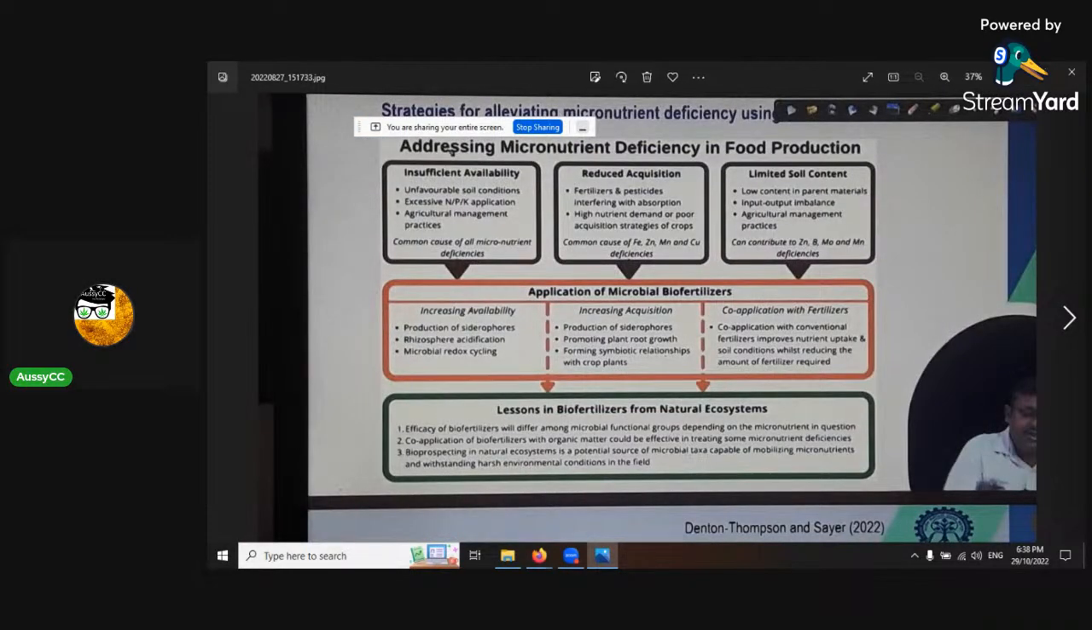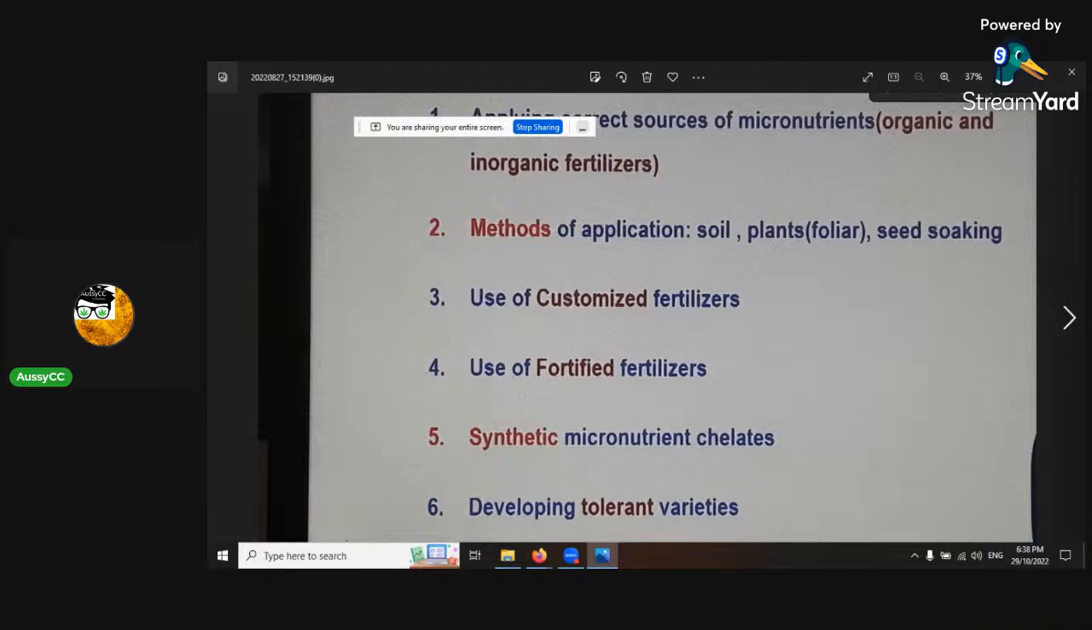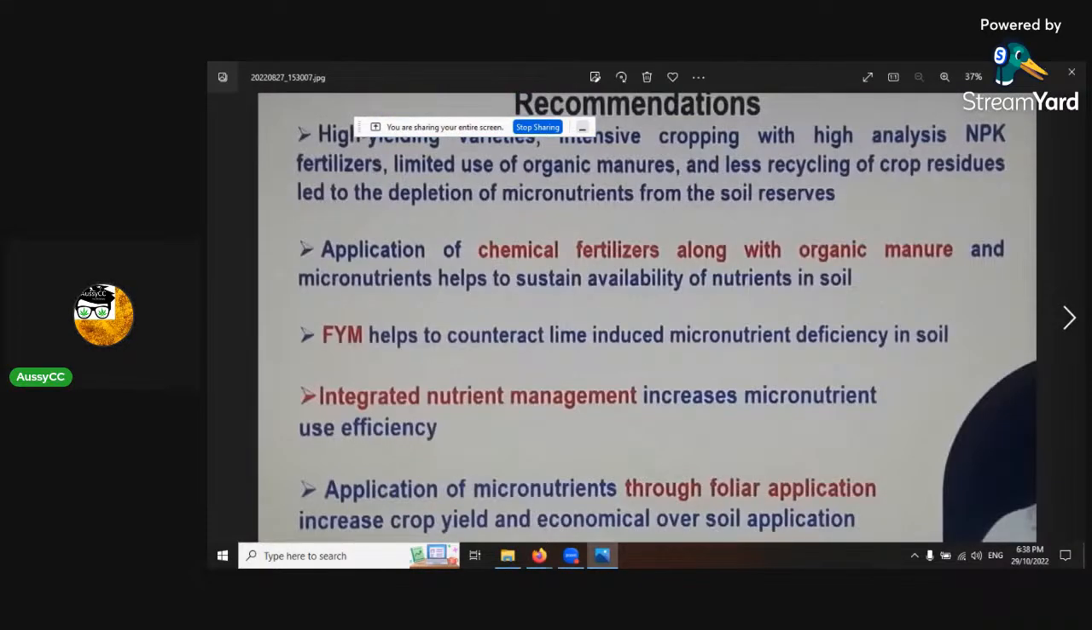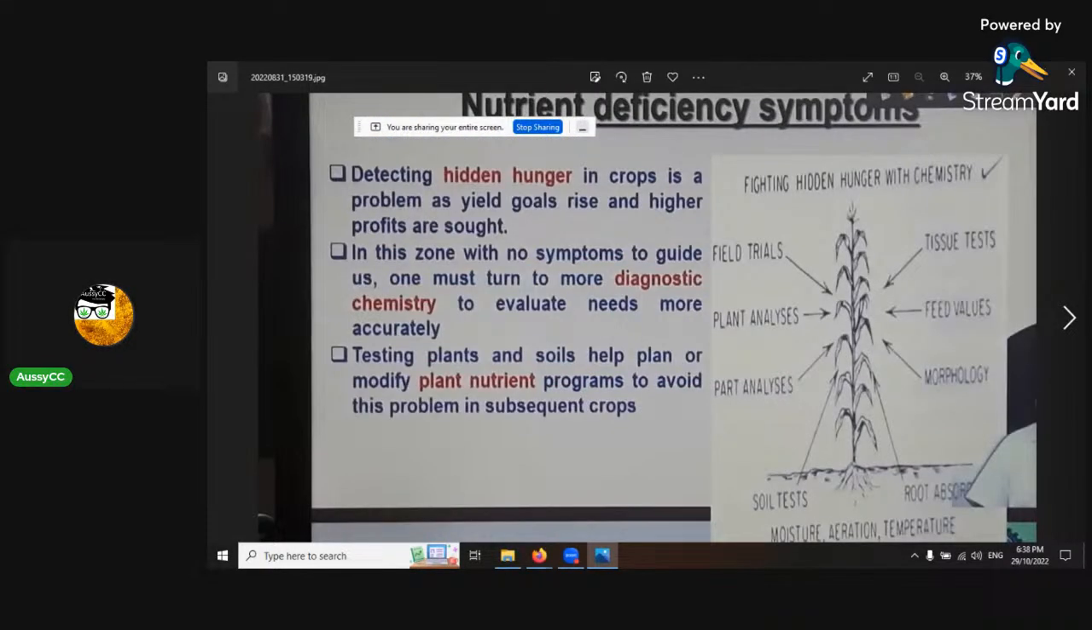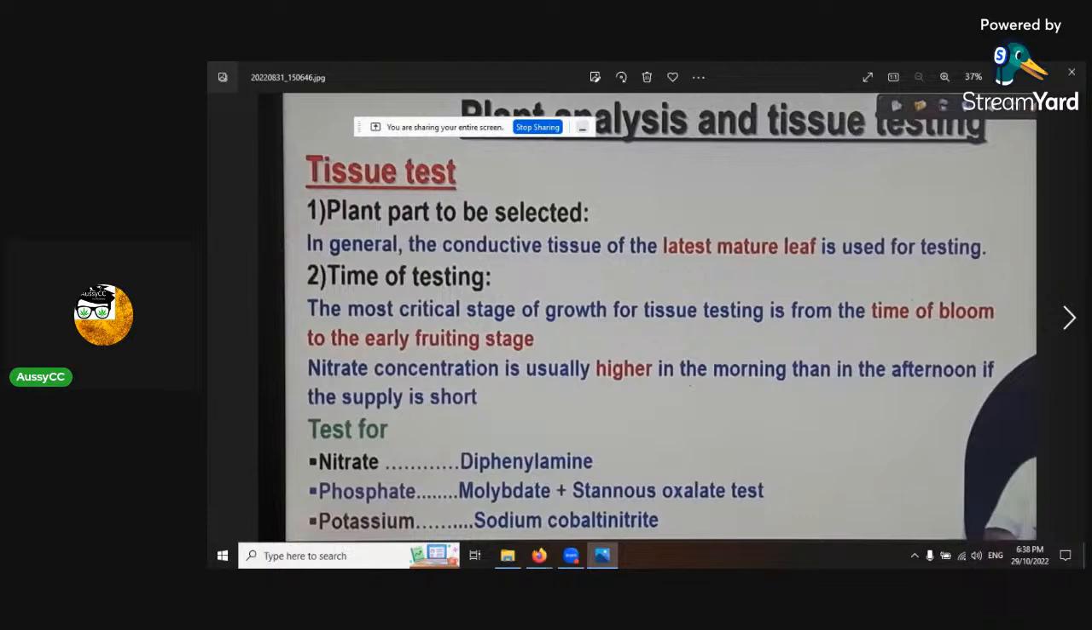Addressing micronutrients. This is really good. That's a good slow chart to go through. Zinc applications, soil fertility, tissue testing. This is what has to be done.